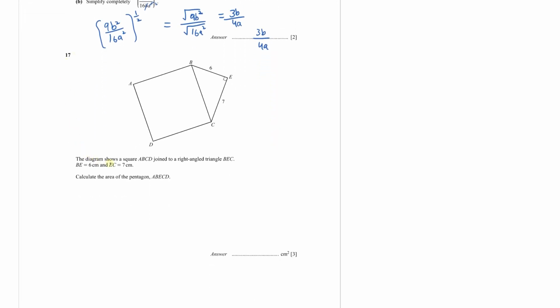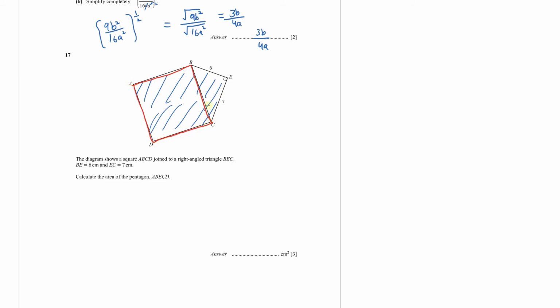Question 17 is, the diagram shows a square ABCD. So this is a square joined with a right angled triangle with sides 6 and 7 centimeters. Calculate the area of pentagon ABECD. So you have to find this full area. So to find this area, I can find the area of the square. And so I can find the area of this square here.